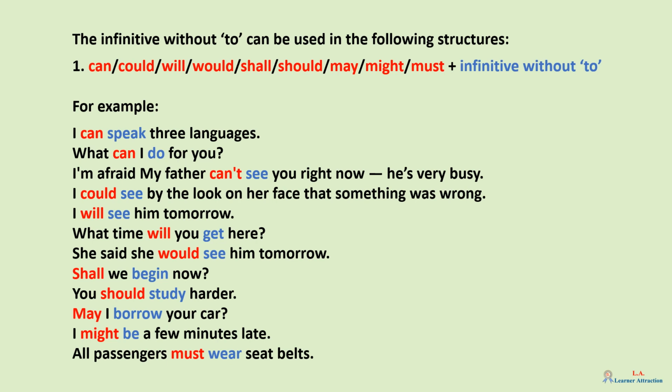1. Can, could, will, would, shall, should, may, might, must, plus infinitive without to. For example, I can speak 3 languages. What can I do for you? I'm afraid my father can't see you right now, he's very busy.